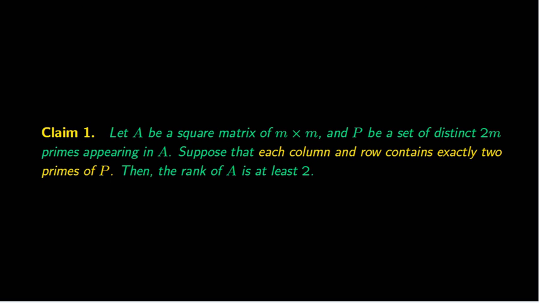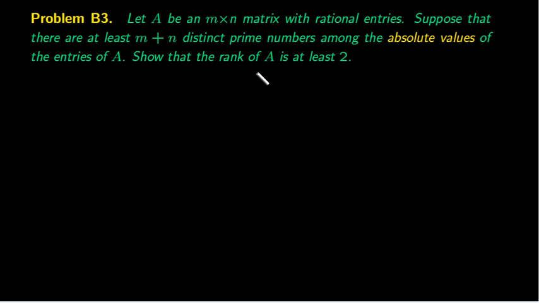Right, this was the most important case, and I had fun with this row swapping, so that's what I mainly enjoyed. So that case is under control now. So we're going back to the original problem, an m times n matrix. We have m plus n distinct prime numbers.